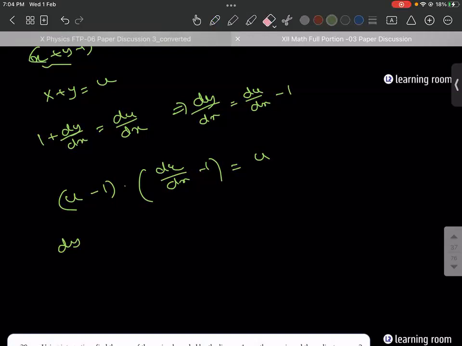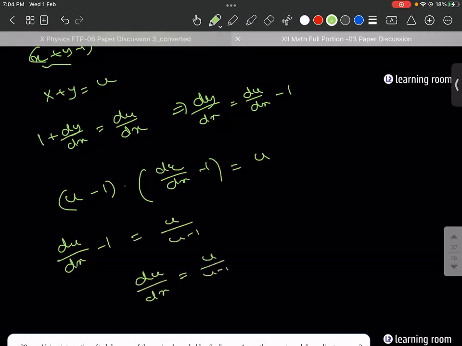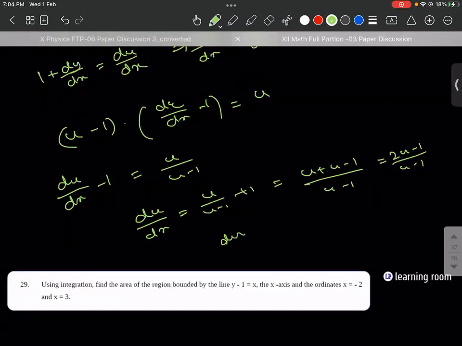So (u minus 1) into (du by dx minus 1) is equal to u, so du by dx minus 1 is equal to u by (u minus 1). So du by dx is equal to u by (u minus 1) plus 1. So (u plus u minus 1) divided by (u minus 1). So how much will you get? (2u minus 1) divided by (u minus 1) is what du by dx is equal to. So if I rearrange and write it, I'll get (u minus 1) divided by (2u minus 1) into du is equal to dx. So how to solve this?